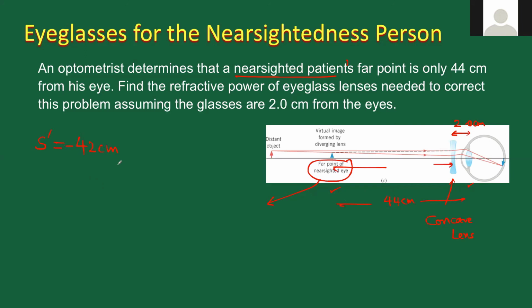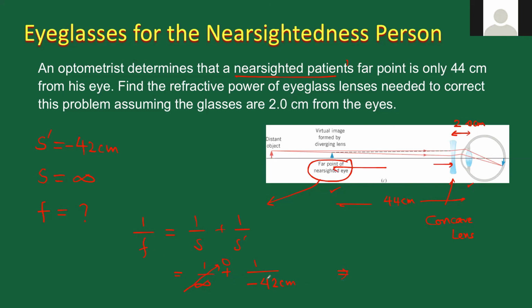And this would be negative because, from the sign convention, whenever there is a virtual image, and the image is formed on the same side as the lens, we use a negative sign. Now, object distance would be far away, at infinity, and we need to find the focal length first to find the refractive power. So to find the focal length, we can use the thin lens equation. 1 over f is equal to 1 over s plus 1 over s prime. 1 over s is infinity, plus 1 over s prime is negative 42 centimeters. So 1 over infinity is 0. 1 over a very large number is 0.